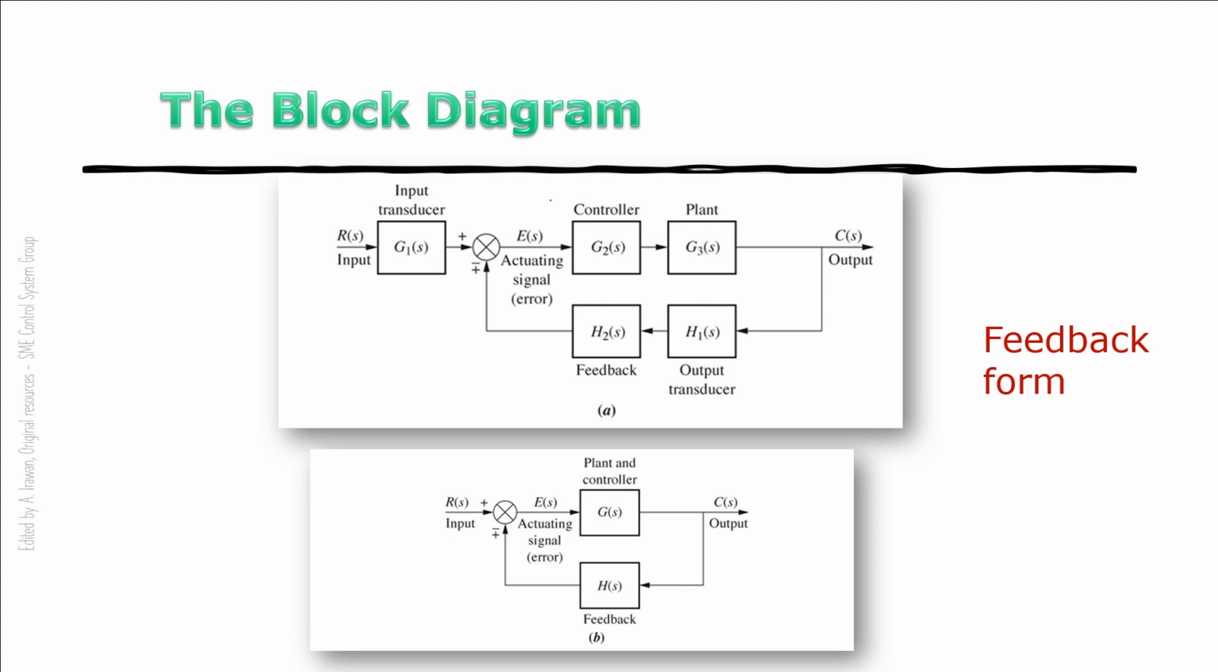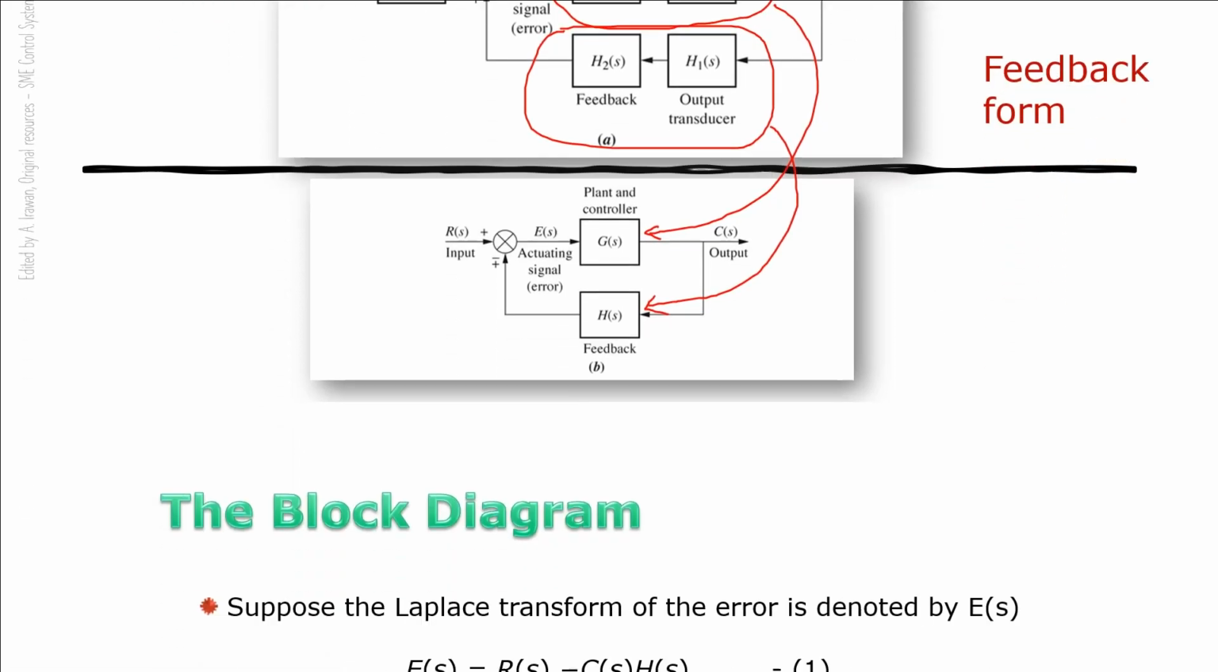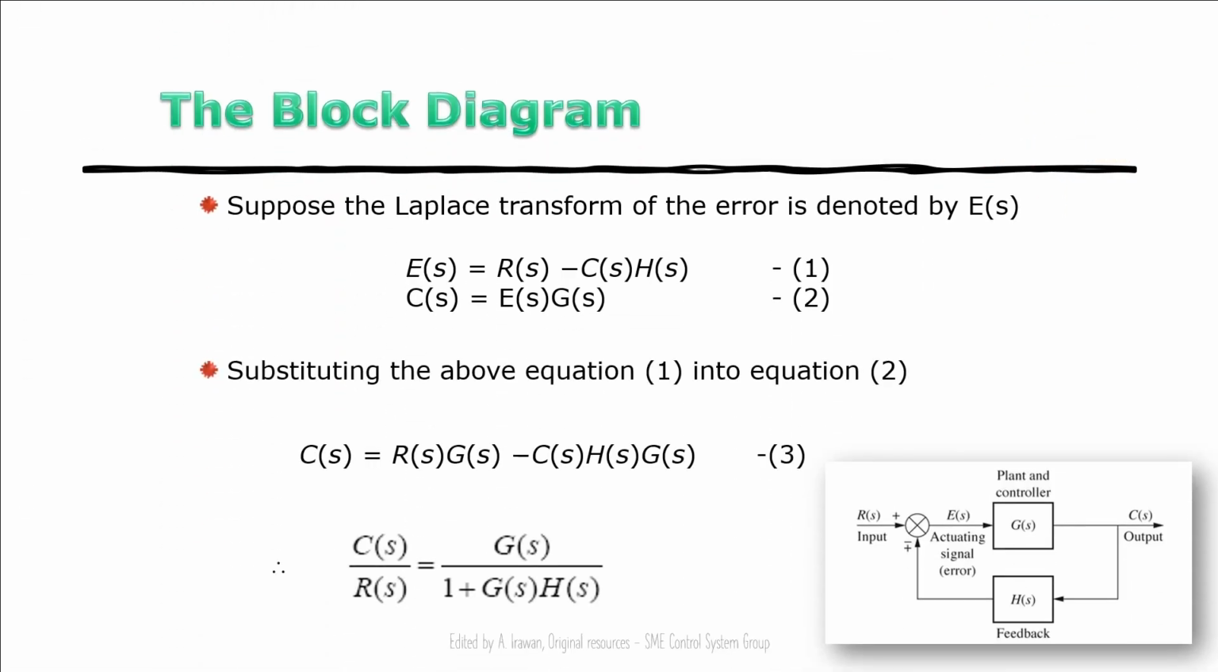For this one, we have two cascade blocks here. So these cascade blocks are simplified into a single block first, like this. And then you go to the closed loop or feedback form, the single block diagram for the feedback form, and it should have this equation inside the box.